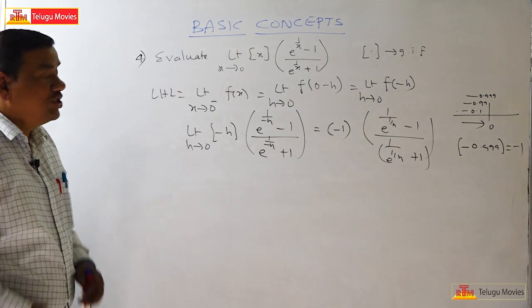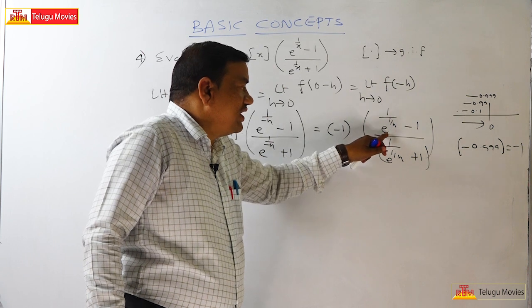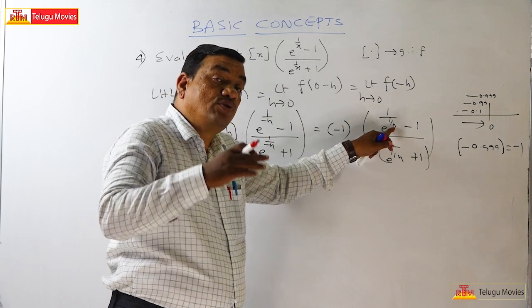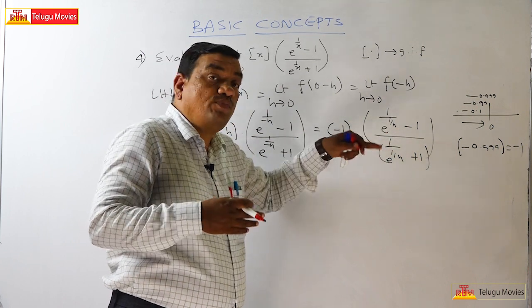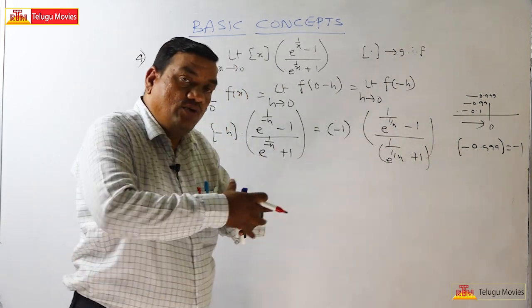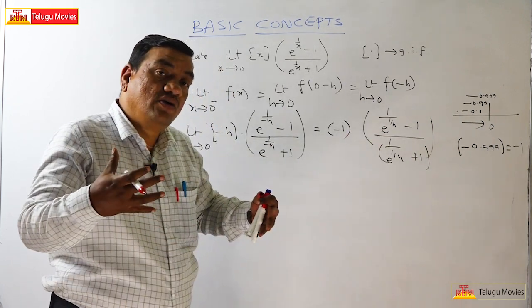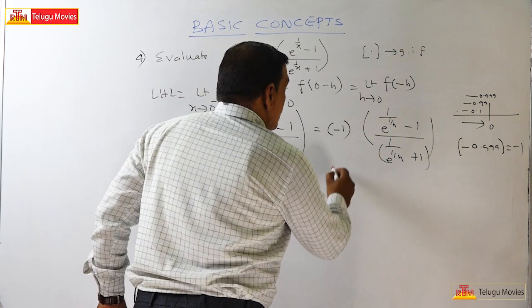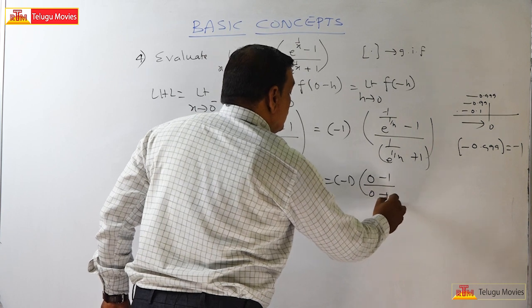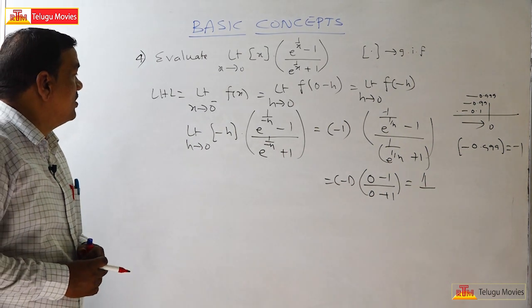As h value approaches 0, 1 by h approaches infinity. So e to the power of infinity, that means the denominator is going on increasing. Therefore 1 by this infinity, 1 by a denominator going on increasing means it will become 0. So this is equal to minus 1 into 0 minus 1 by 0 plus 1, so we are getting 1. The left hand side limit we got 1.